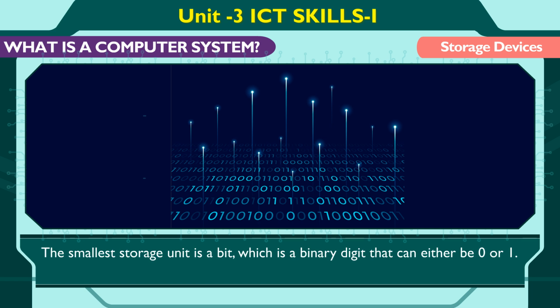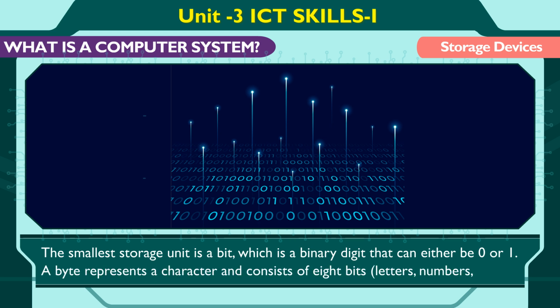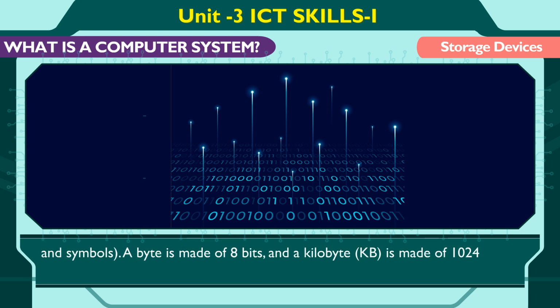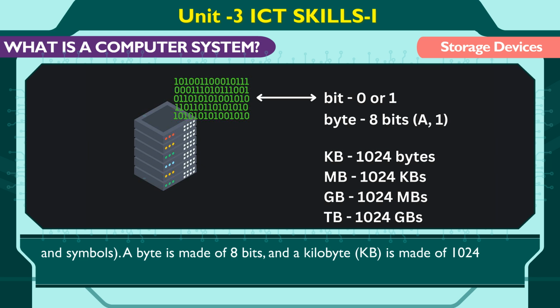The smallest storage unit is a bit, which is a binary digit that can either be 0 or 1. A byte represents a character, such as letters, numbers and symbols, and consists of 8 bits. A kilobyte, KB, is made of 1024 bytes.